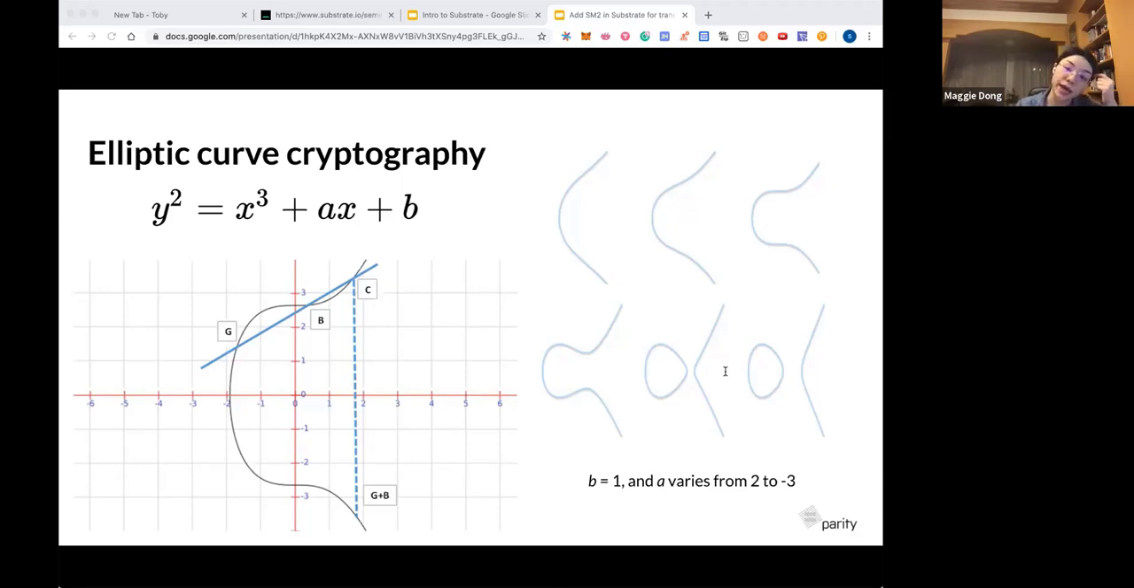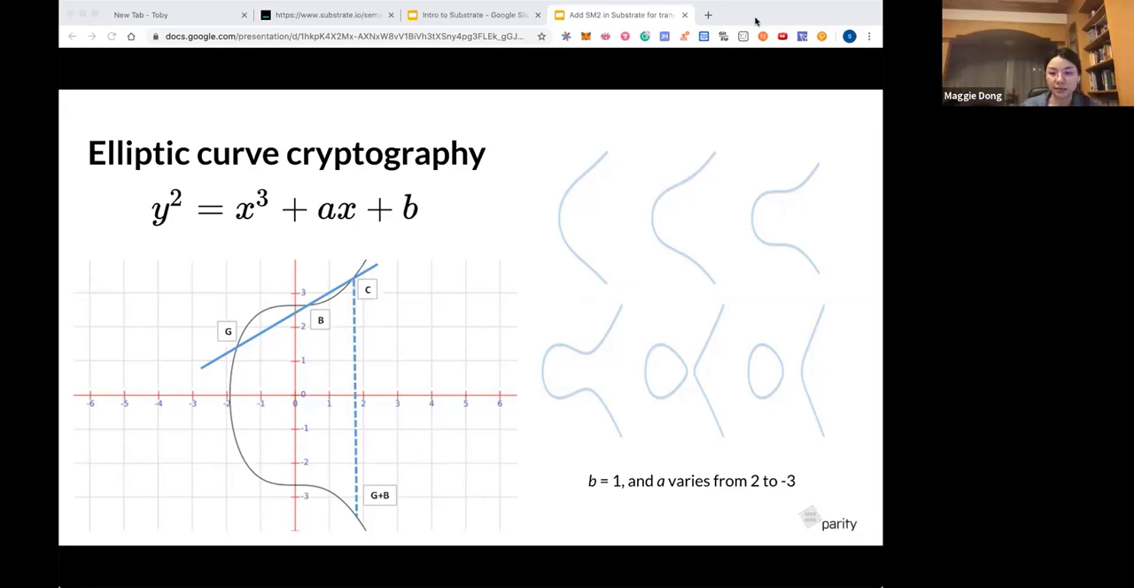The elliptic curve has a few interesting characteristics. As you can see, the first one is that this curve is symmetric about the x-axis. Here is the x-axis, and the top is the mirror image of the bottom. The other thing is that if you draw a straight line through the curve, it will intersect the curve at no more than 3 points. So if we take a point G and draw a line through it, it will hit a couple of points on the curve. In this case, the line through G hits the curve at a point B and C.